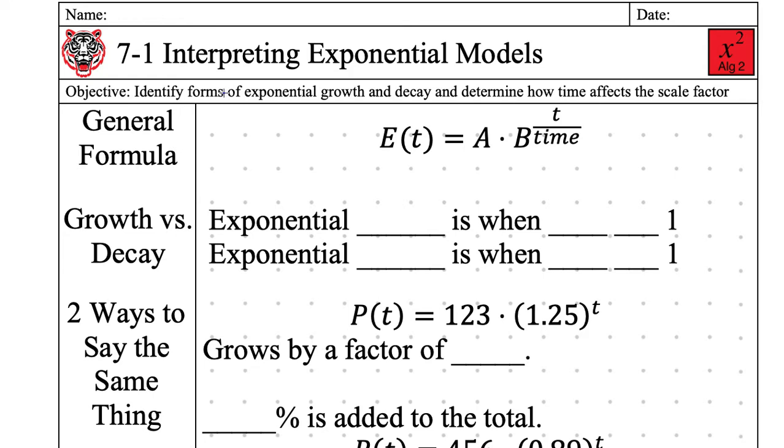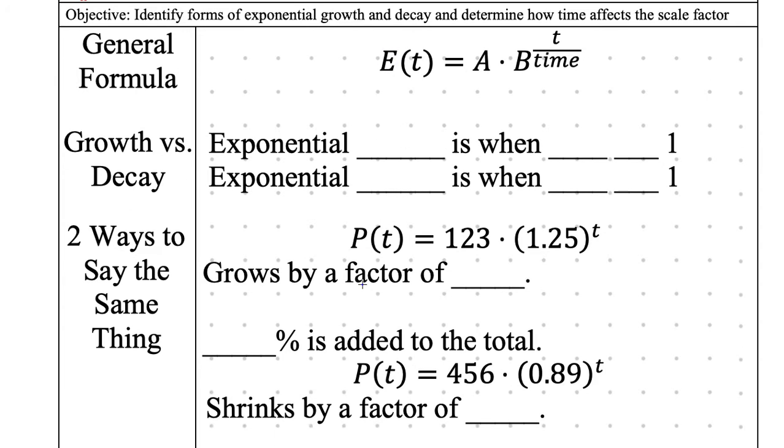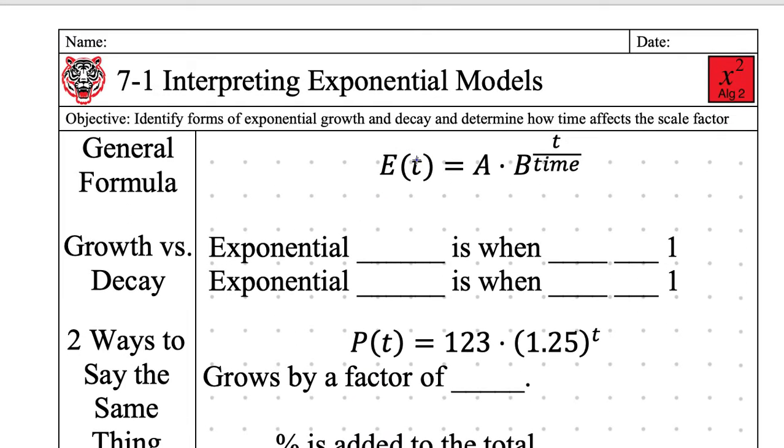Our objective is to identify forms of exponential growth and decay and determine how time affects the scale factor. So this is your general formula. I'm just choosing random letters over here. I chose a capital E, it could be a capital P, capital whatever, it doesn't matter. And I chose a random variable, T, it could be N, it could be whatever. This is the main thing that you need to know.